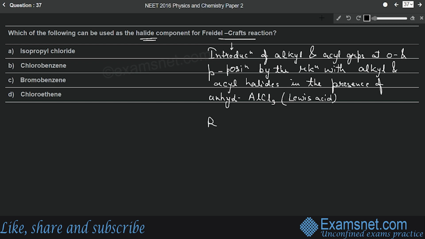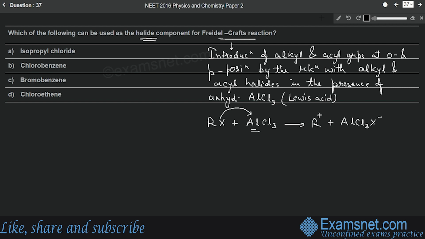So we have this RX, that is alkyl halide. Now it will react with anhydrous aluminium chloride, AlCl3. We know that aluminium has a vacant orbital, so this halide ion will attack the aluminium, and as a result we will get a carbocation R+ and AlCl3X- ion. This X- can be any halide ion, for example chloride, bromide, iodide.